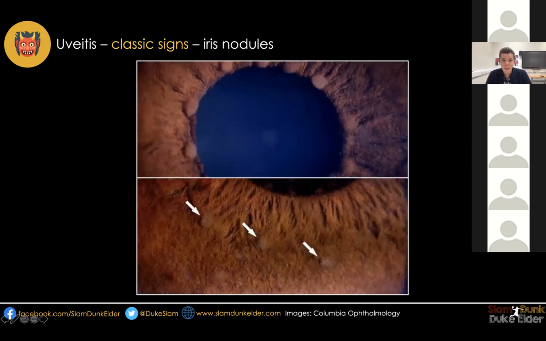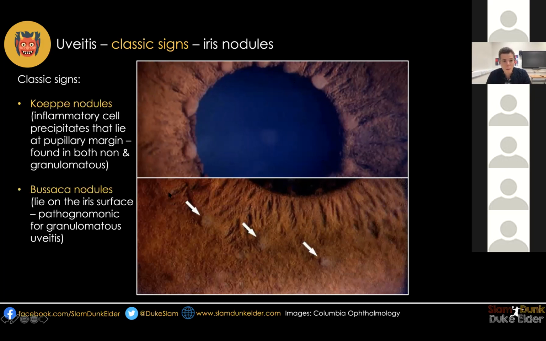Other signs that you might see are iris nodules. Once again, every sign in uveitis is due to cells from the acute inflammatory response clumping together and forming clumps. These are clumps on the iris, but instead we've got confusing eponymous names for them. We've got Koppe nodules, okay? Let me remember which ones they are. I think they're the ones that sit just on the edge of the iris. So these are Koppe nodules.